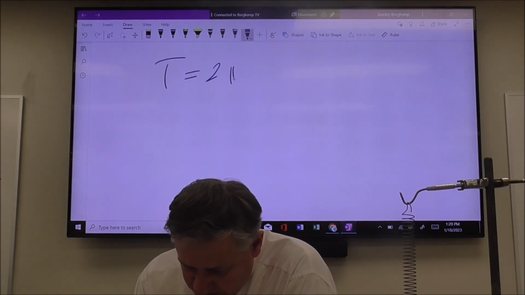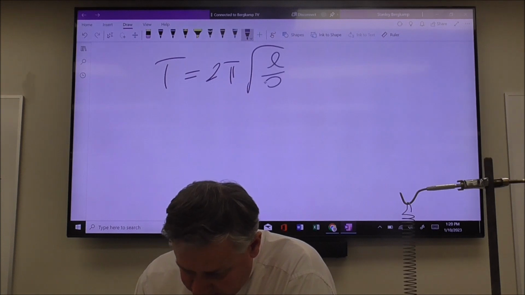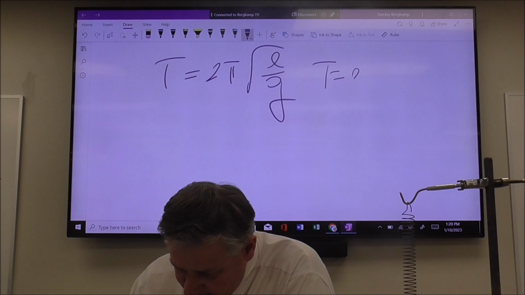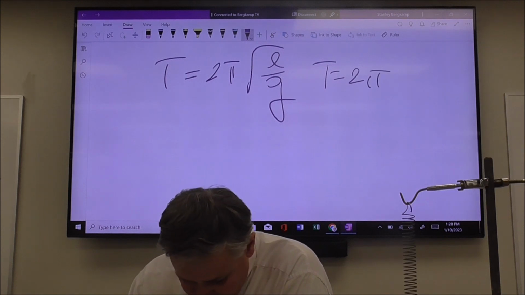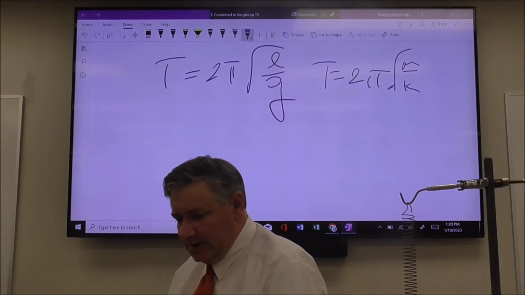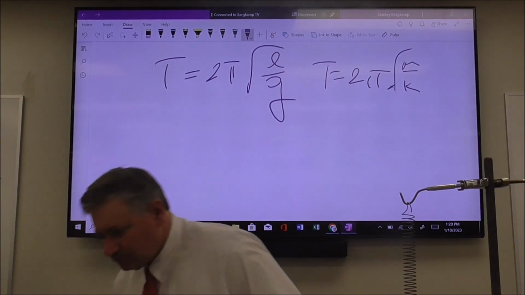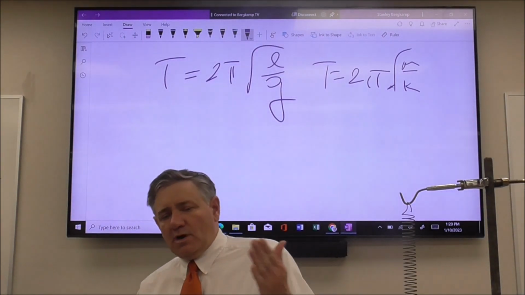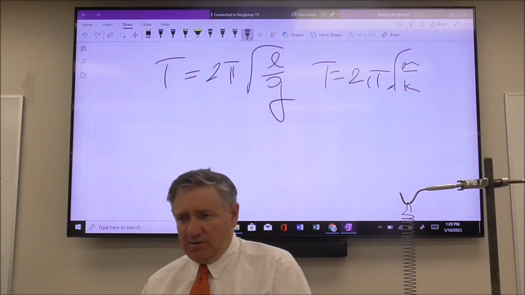One is a pendulum, 2 pi times the square root of L over g. And the other one is the period of a spring, which is 2 pi times the square root of m over k. Now, here's kind of what you want to look at. What's a factor and what's not a factor?